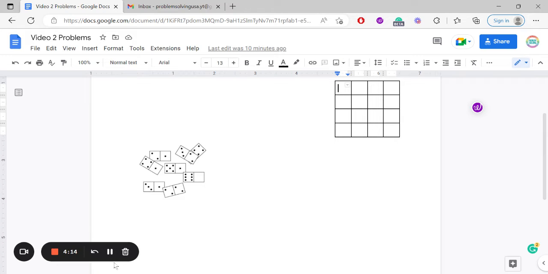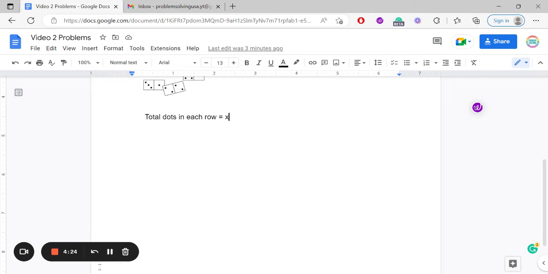Let's only think about rows and not worry about the columns. For the time being, let's say that the total number of dots in each row is x. Since we have 4 rows, the total number of dots is 4 times x. So that means the total number of dots in all the dominoes should be divisible by 4.